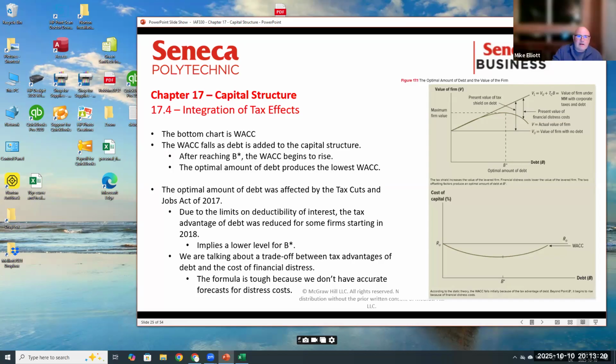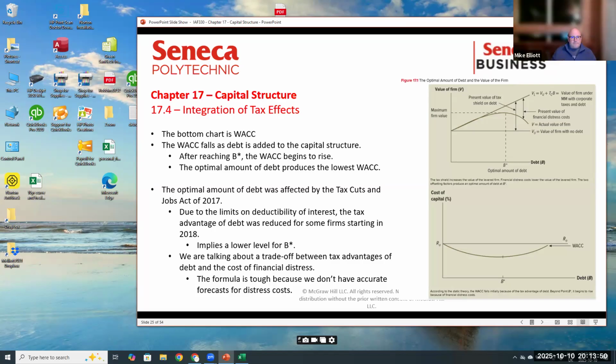So the bottom chart is our weighted average cost of capital. As we add debt to the equation, it is honest to God just water, okay? As we add debt to the equation, our weighted average cost of capital starts to fall. There is a point where we've used up all the benefits of our tax shield, and now we start to get that eaten up by our financial distress costs.